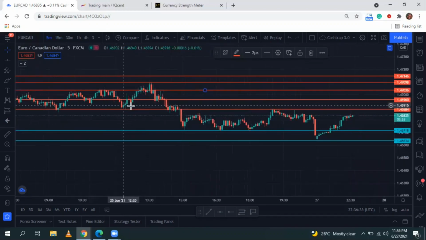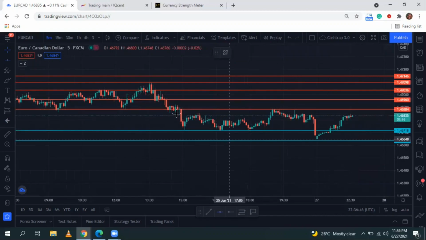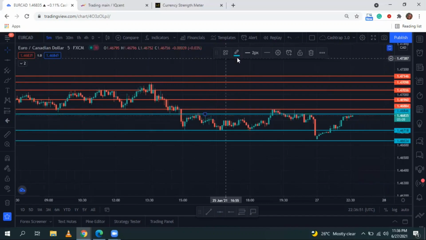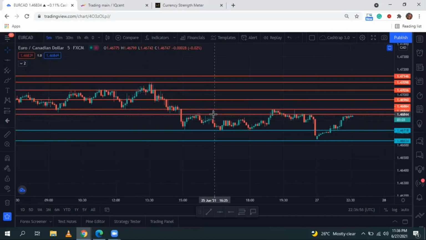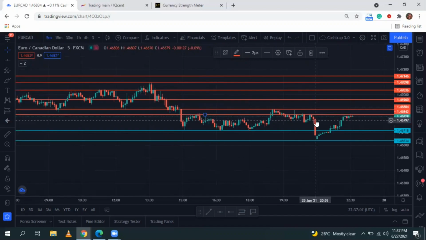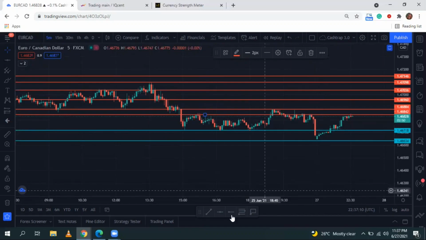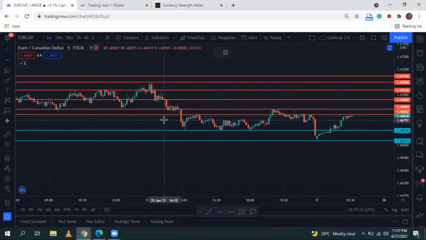We see that this was the support, it was broken here, and it's now acting as a resistance. You can see it was rejected here. Now on the 5 minutes, I'm seeing a very short resistance right here as well. You can see the market didn't make its way through here. Something pushed it back here and pushed it back here, then it went on like that to where we are right now. Then I'm seeing a very short support here as well.